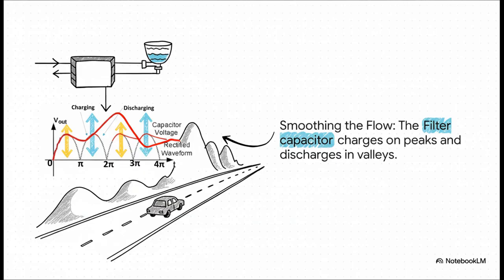So, how do we fix that bumpy ride? Easy. We call in the capacitor. This is the filter stage. Remember how the capacitor is like a tiny fast battery? Well, it charges up at the top of each one of those bumps. Then, as the voltage starts to drop, the capacitor releases its stored energy, filling in the gap. It's like a little water reservoir, turning that bumpy path into a much, much smoother flow.